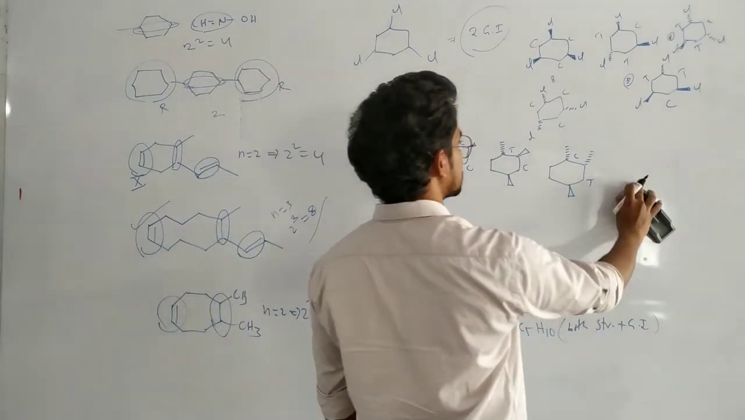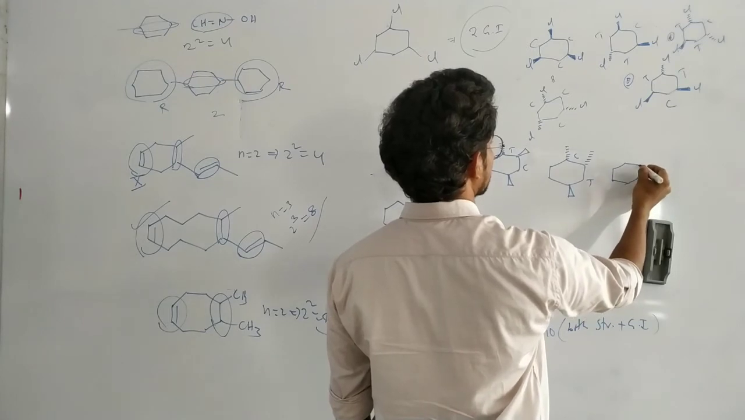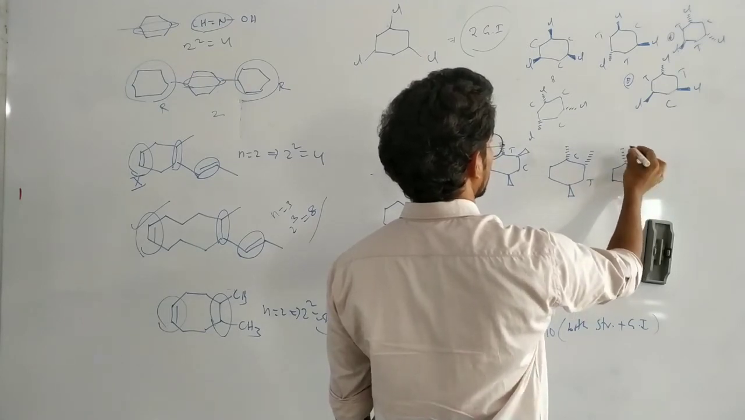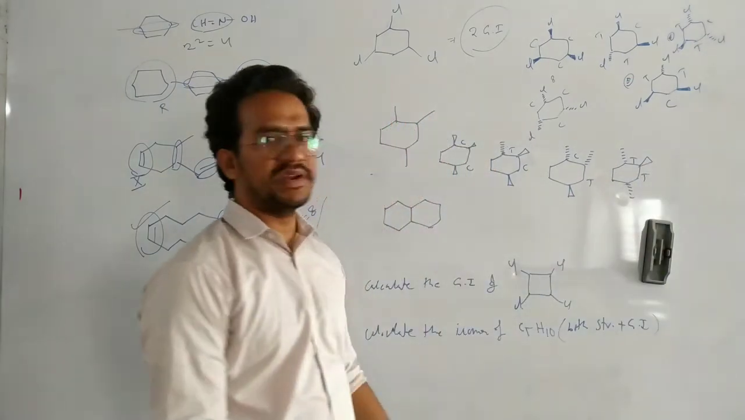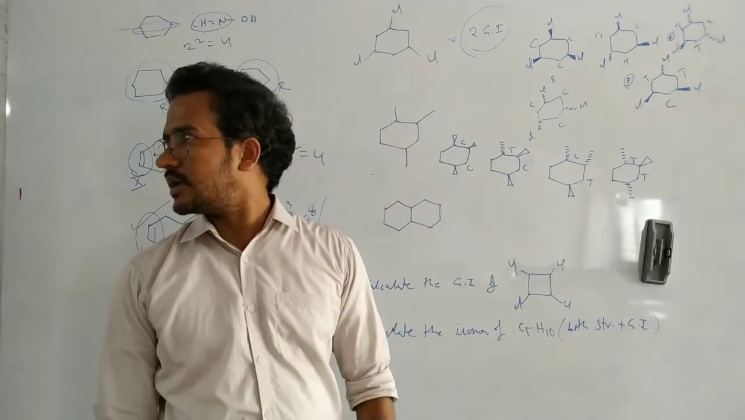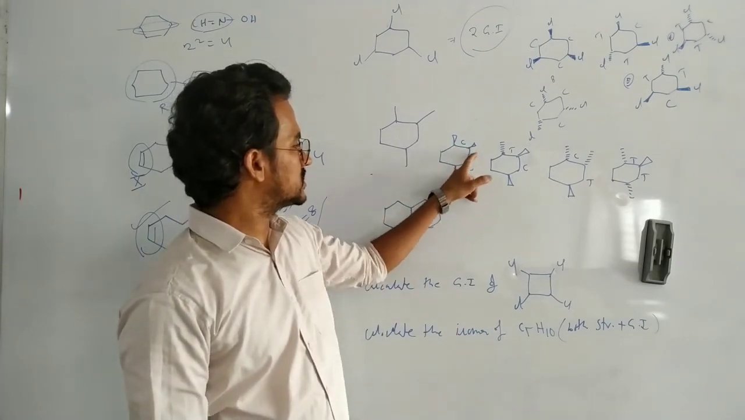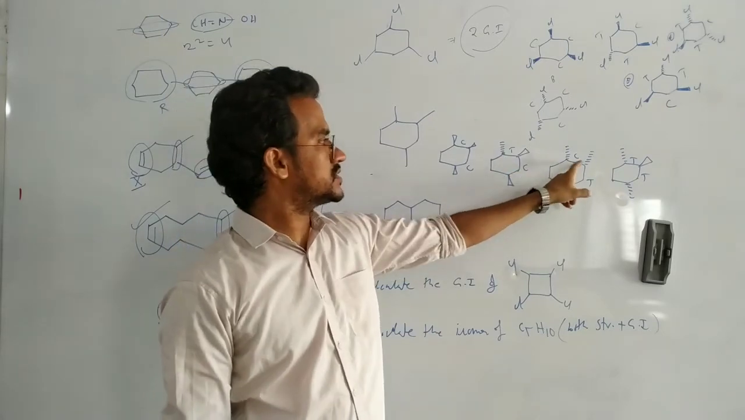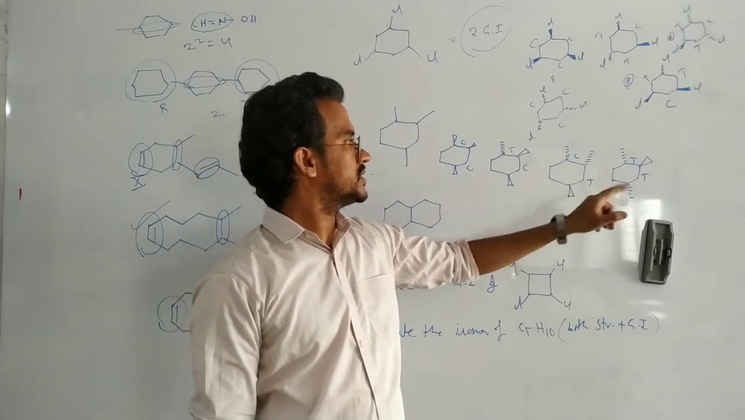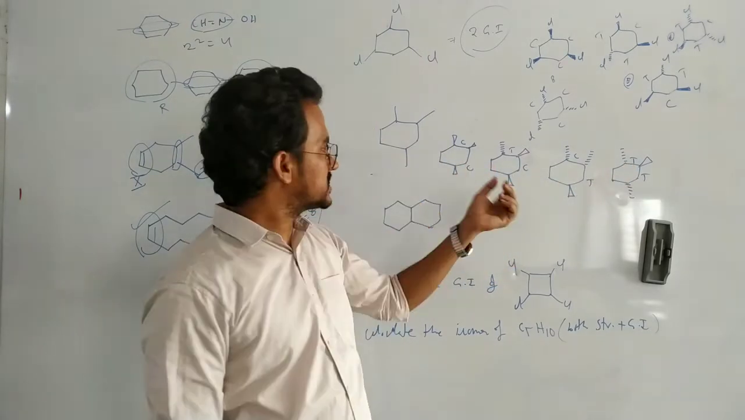Now next one is trans and trans. Above the plane, below the plane, below the plane. The trans, trans, completely different here. Completely different. A cis, these two are cis. Trans, these two are cis. These two cis, these two are trans. These two trans, these two trans. Okay, here in this case, these two are different.